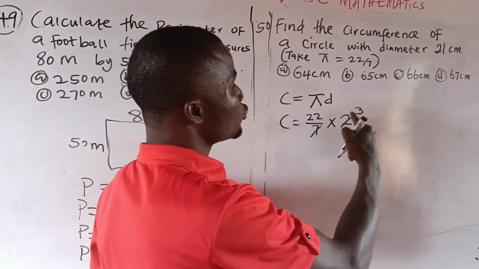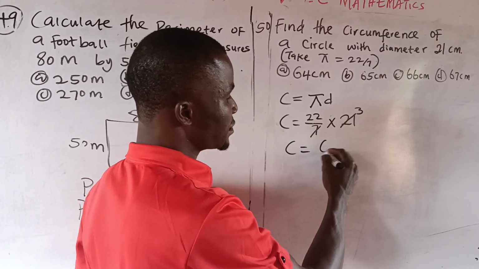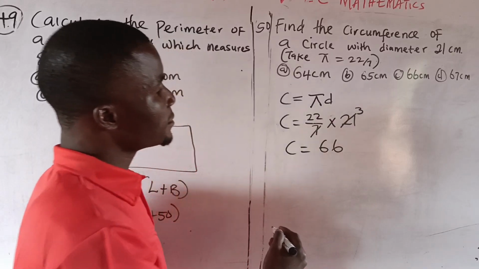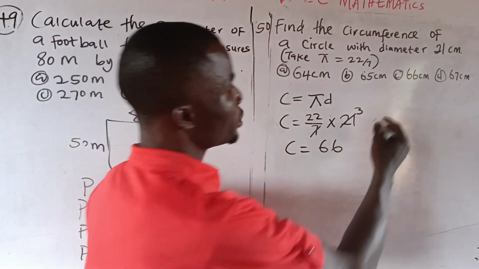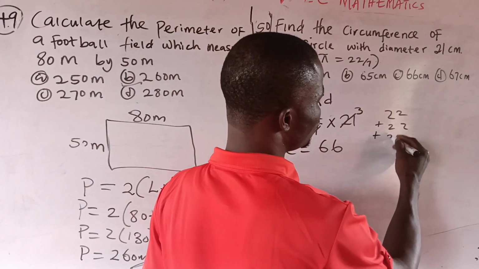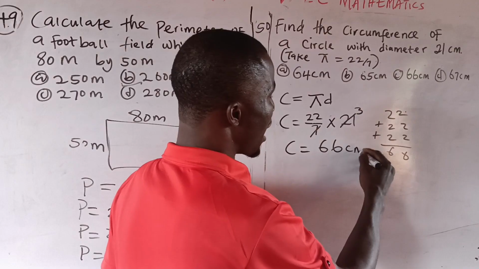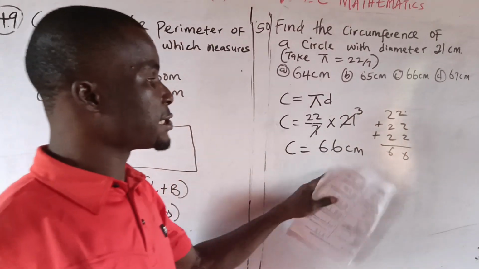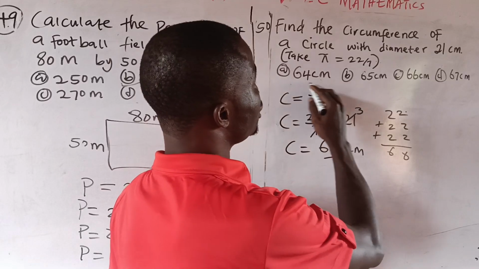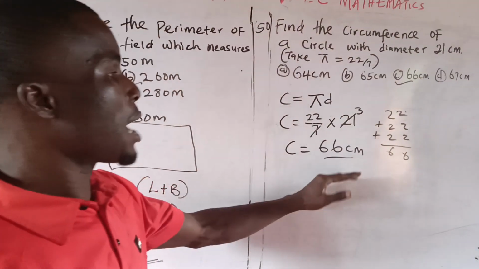So 22 times 3 will give us 66. That is 22 in 3 places: 22 plus 22 plus 22. So we have 6 and we have 6. So our answer is 66 centimeter. That is our answer. Let's check the option. Option C is the correct answer.